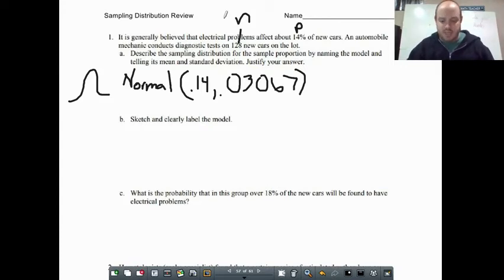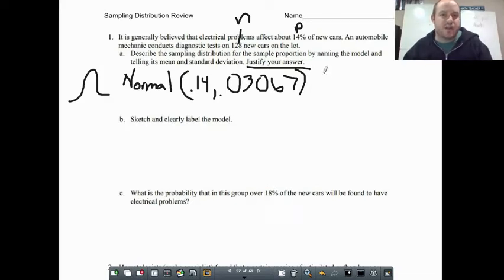In terms of the success fail, we need n times p. So 128 times 0.14 gives us 17.92. So that's bigger than 10, which means obviously the 128 times 0.86 is also going to be bigger than 10 because 86 is bigger than 14. So it passes the success fail. You would assume 128 is less than 10% of all vehicles, so that one should be covered as well. So we meet our conditions, and by stating that we met our conditions, that would be justifying your answer.